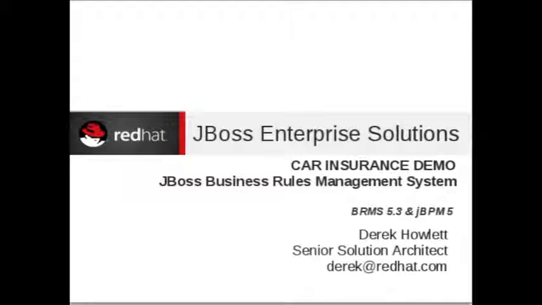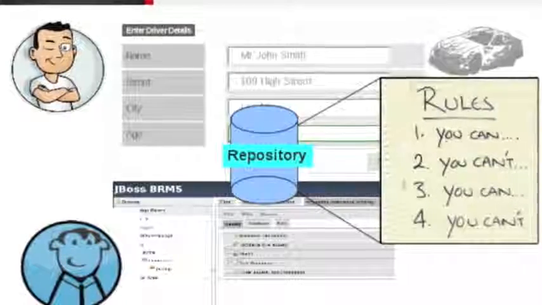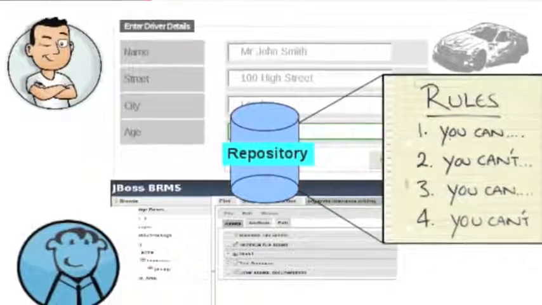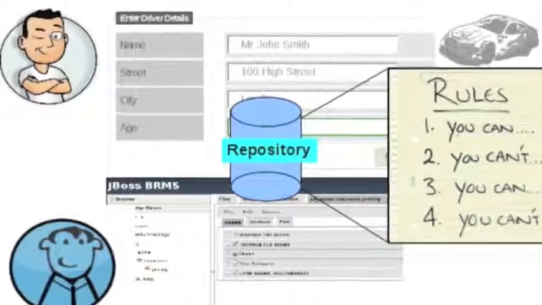I'm here to tell you about a business rules management platform called BRMS. And today I'm going to show you the insurance demo, which features business rules and business process management. The scenario we feature today is simply a rules repository, a user going in, entering their details and getting a price.